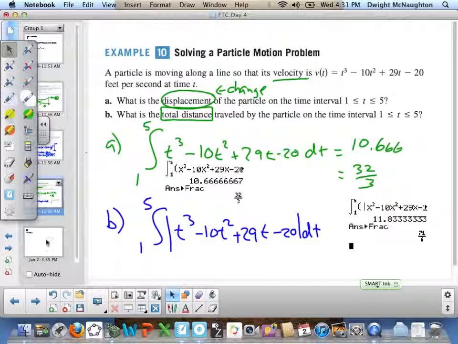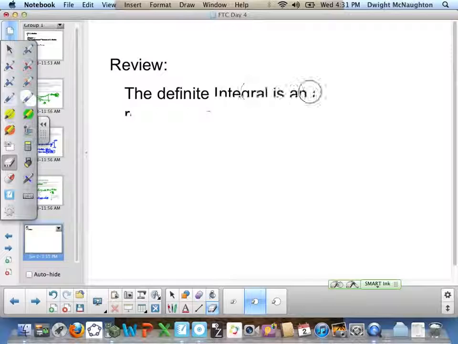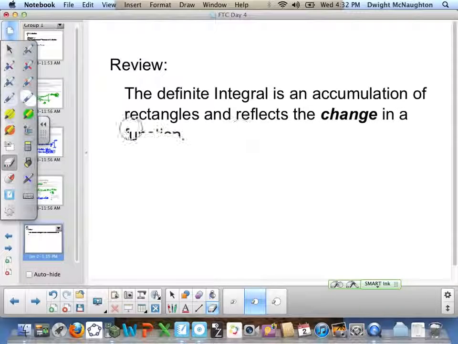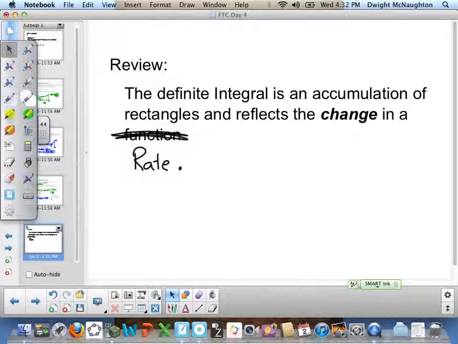All right. So in review, the definite integral is an accumulation of rectangles and reflects the change in a function, or better put, the change in a rate. All right? And if there's negative change, you want to find total distance, you're going to do absolute value.